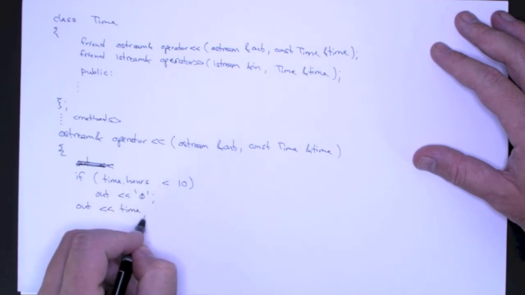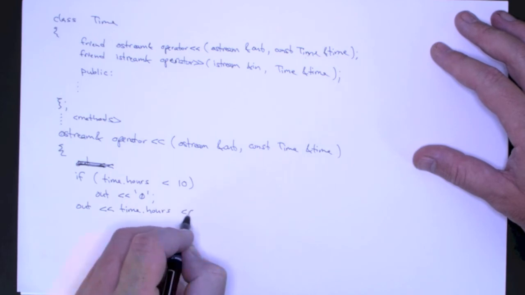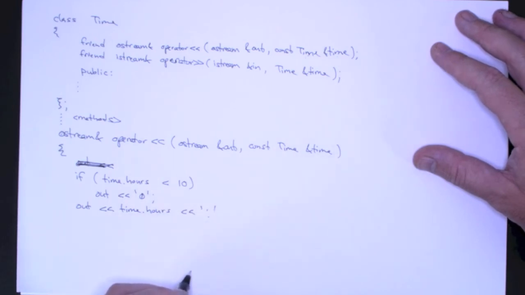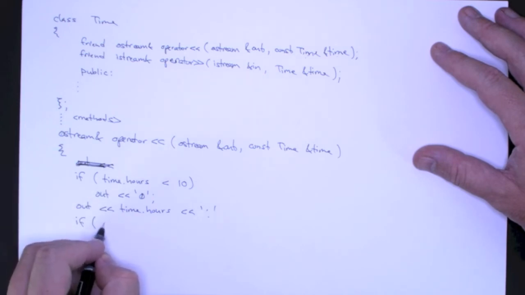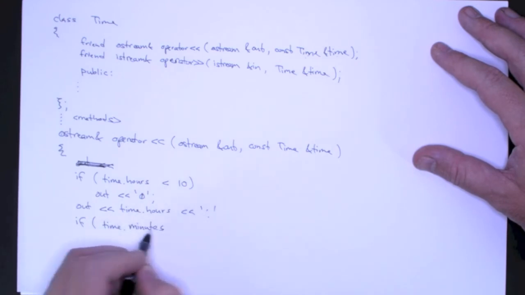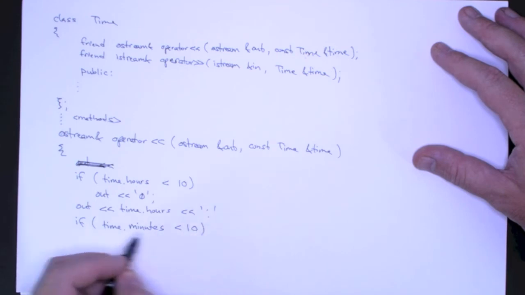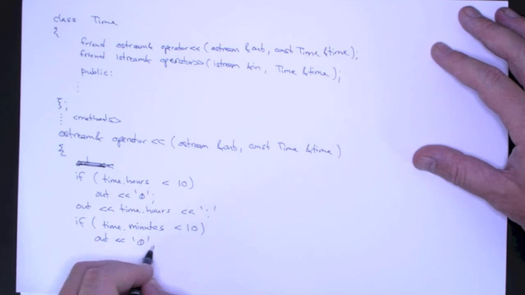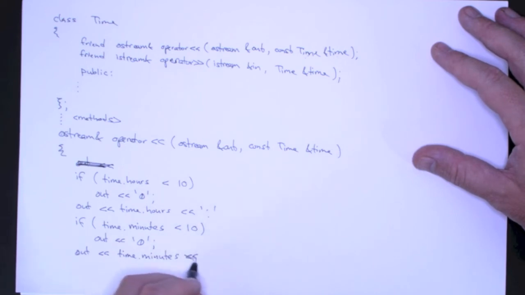and then I can insert time.hours, followed by my semicolon, and then I need to check to see if this object's minutes is less than 10, and if it is, then I need to write out a leading 0. And then I can print out the minutes. Just like that. And then I have to make sure that I return out.